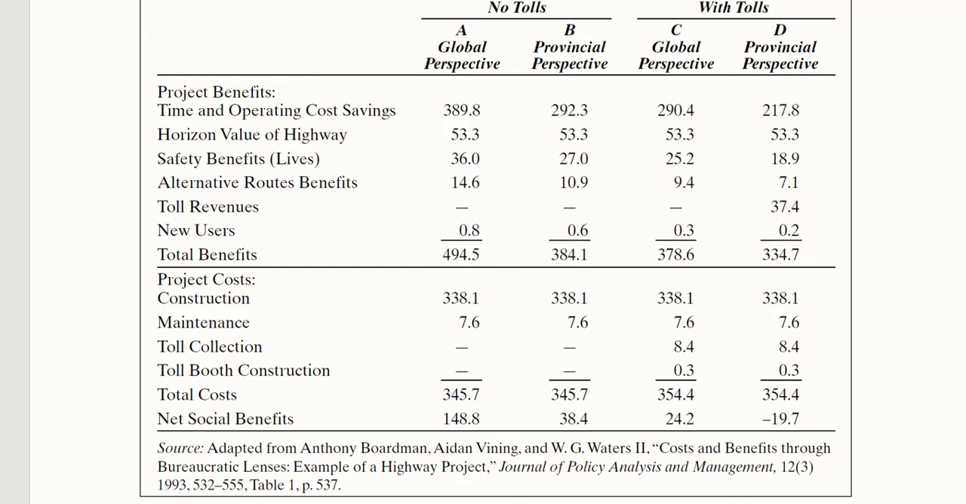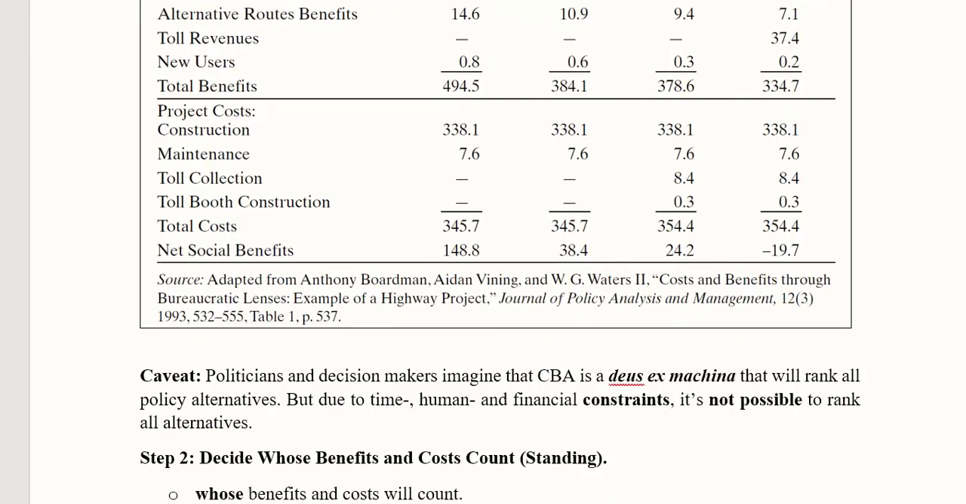Now this row and this row can be used for subtraction to get the net social benefits, and these are the answers. So clearly we can see that this option, that is no tolls from the global perspective, is giving us the highest NSB value, and then the value declines when we move from left to right, and this has the negative value. So clearly the with tolls option from the provincial perspective is the worst option to have. But here we are not going to take the decision, because we have to see other steps as well, and at the end we will see the decision.